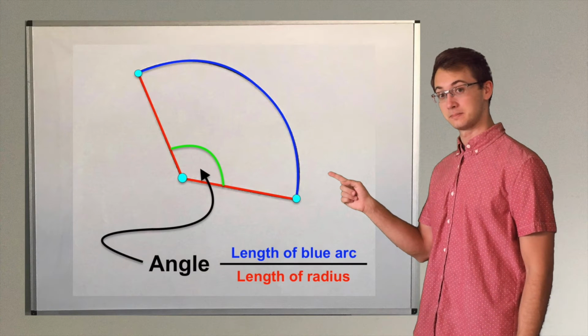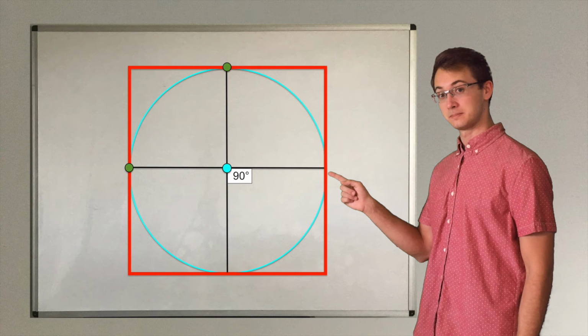In the last video, we defined angles and right angles. Here's a quick review. An angle is the ratio of the circle's arc length to its radius. A right angle is formed when the circle diameters intersect each other so that all four angles are equal. Perpendicular lines are diameters that form right angles.